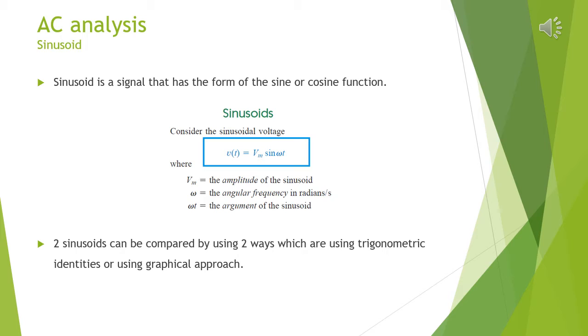What is sinusoid? Sinusoid is a signal that has the form of the sine or cosine function. It is based on the formula V equal to Vm sine omega t, where Vm is the amplitude of the sinusoid, omega is the angular frequency in radians per second, and omega t is the argument of the sinusoid. The sinusoids can be compared by using two ways, which are using trigonometric identities or using graphical approach.